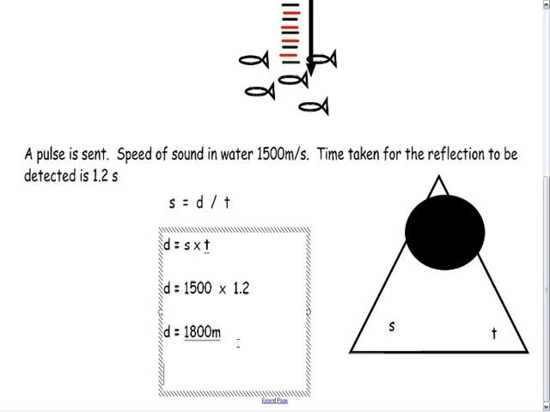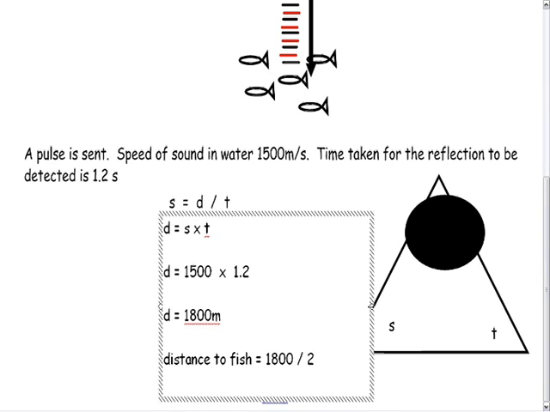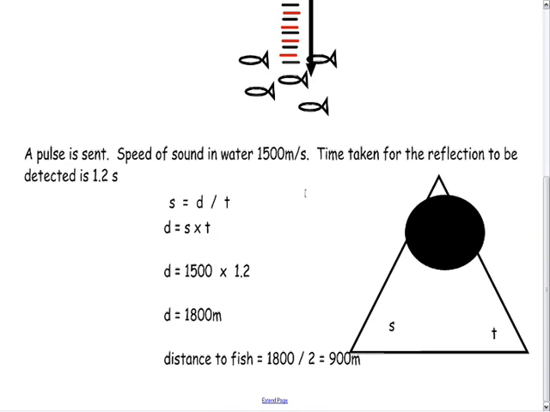Okay, now that's the distance that the wave travels. The actual distance that the fish are away, remember, is half of that. So distance to fish is equal to 1800 divided by 2, which equals 900 meters. And that's all there is to it.